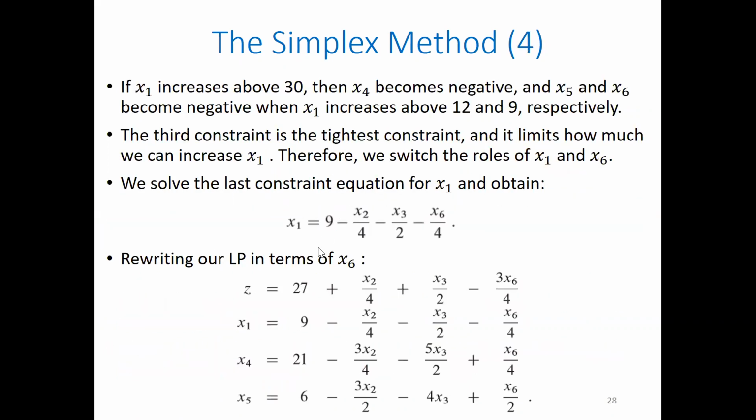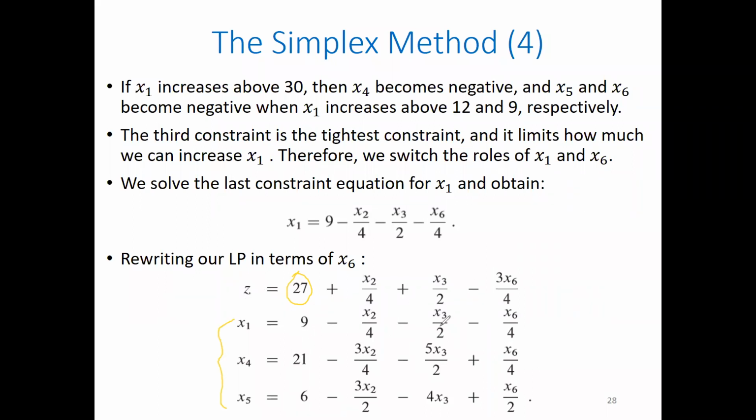So what is this 27? It's saying that if I change the places of x1 and x6, I increase my objective function from 0 to the value 27. Is it clear, guys? Yes.